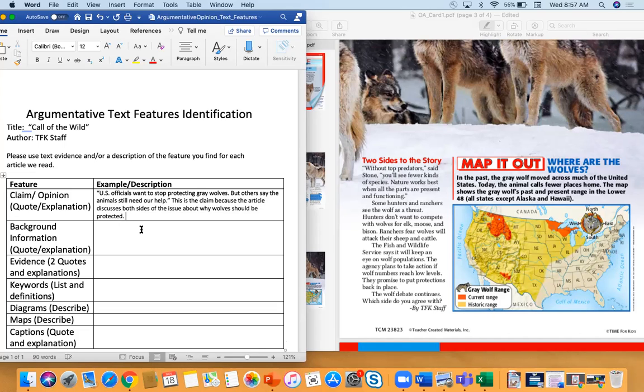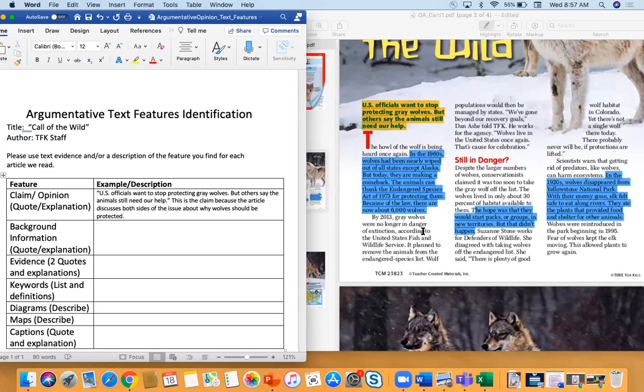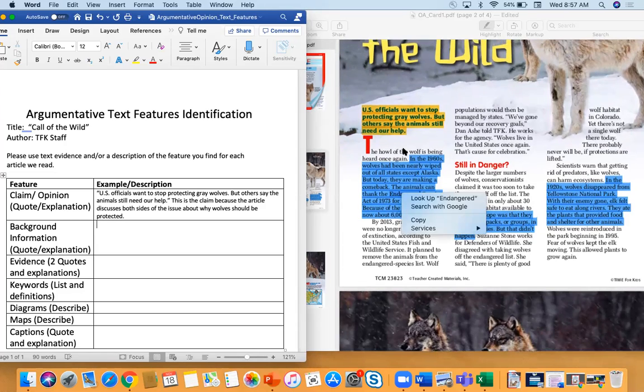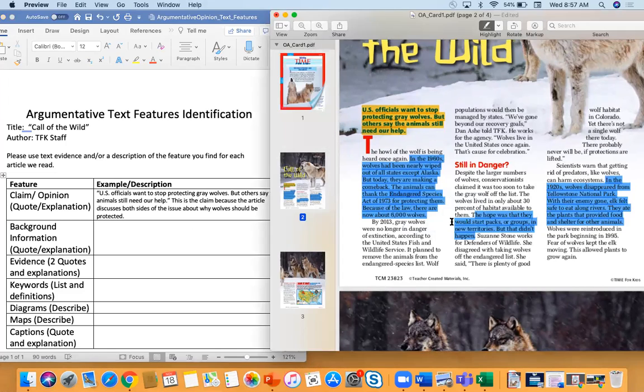Okay, and then background information. We found a lot of good background information. So here it talks about how wolves were almost extinct, but then they made a rule. They made protections for them. So we could use that whole quote, it would be great background information.